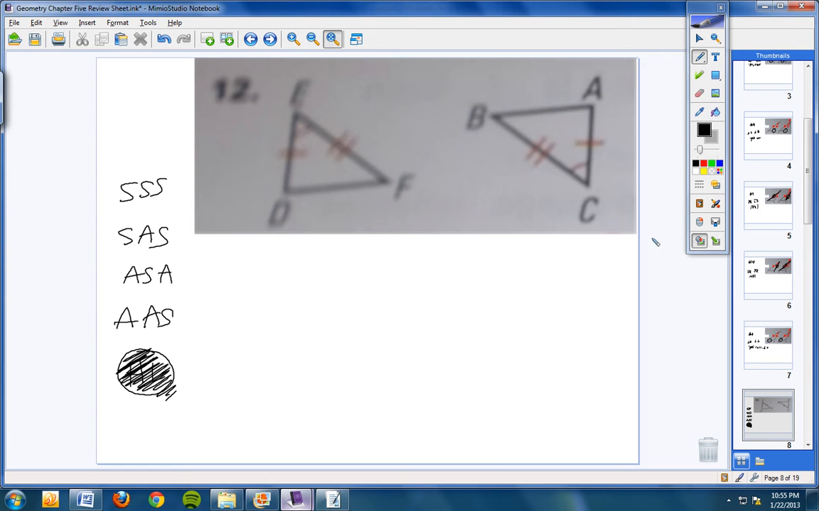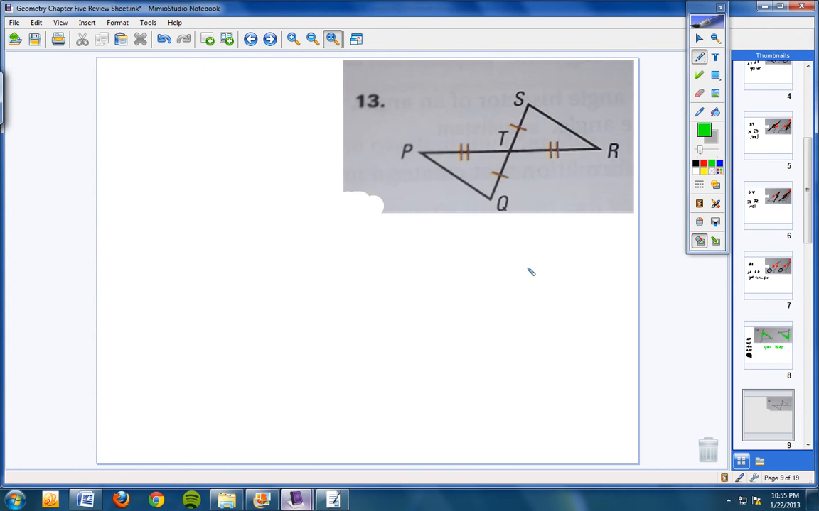Okay, let's take a look at number 12. It looks like to me that we have a side here congruent to a side over here. And we have a side here congruent to a side here, and notice they both have an included angle. That means this angle is right in between the two sides. So yes, you can state that these two triangles are congruent, and the reason would be side, angle, side. Okay, let's go on to number 13.